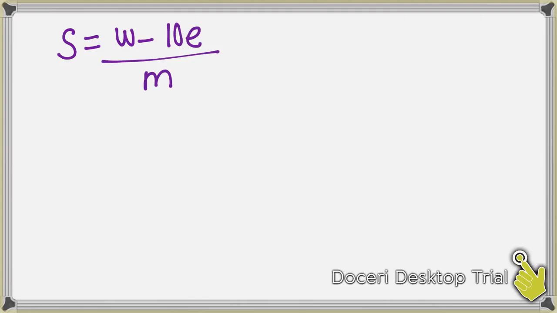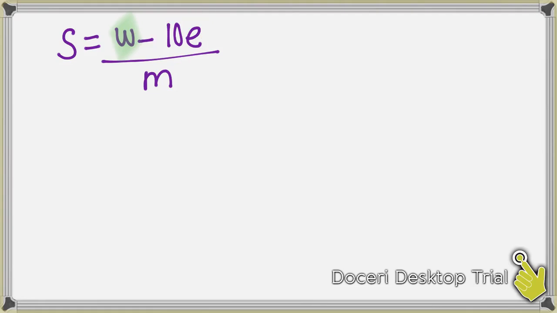Let's look at one like this. We'll do this one together. S equals W minus 10E all over M. Okay? And I want you to solve for W. So we're going to do this one together. All right. So you should notice that 10E is being subtracted and M it's being divided by, right?